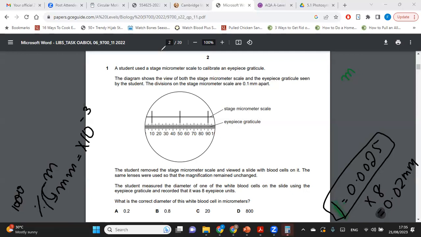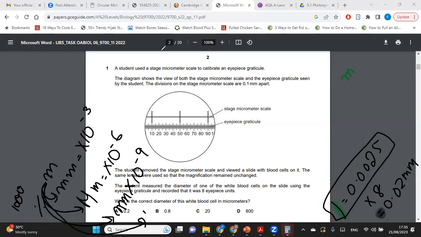If I want to turn my meters into micrometers, I will multiply by 10 raised to power negative 6. Then after micrometers, we have nanometers, which is 10 raised to power negative 9. After nanometers, we have picometers. Picometers is 10 raised to power negative 12.